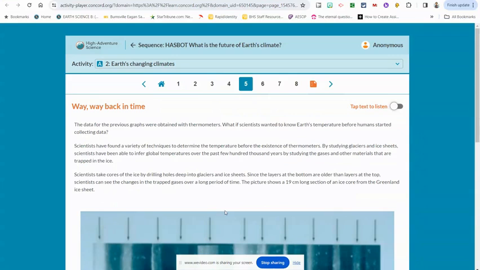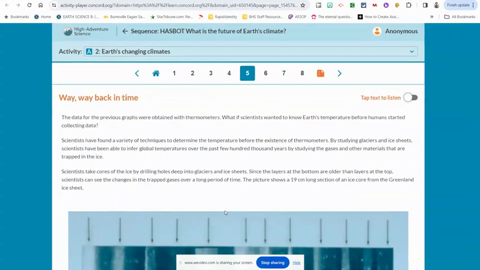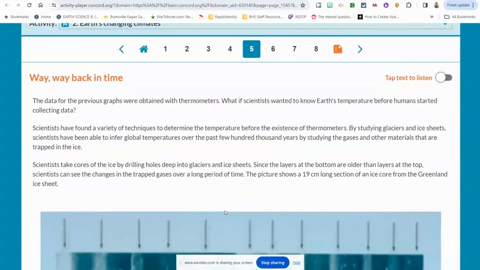Page 5, way back in time. It says the data for the previous graphs were obtained with thermometers. What if scientists wanted to know temperature before humans started collecting data? Scientists have found a variety of techniques to determine the temperature before the existence of thermometers. By the way, this is called paleoclimatology. Paleo means ancient, and so paleoclimatology is the study of ancient climates. By studying glaciers and ice sheets, scientists have been able to infer global temperatures over the past few 100,000 years by studying the gases and other materials that are trapped in the ice.